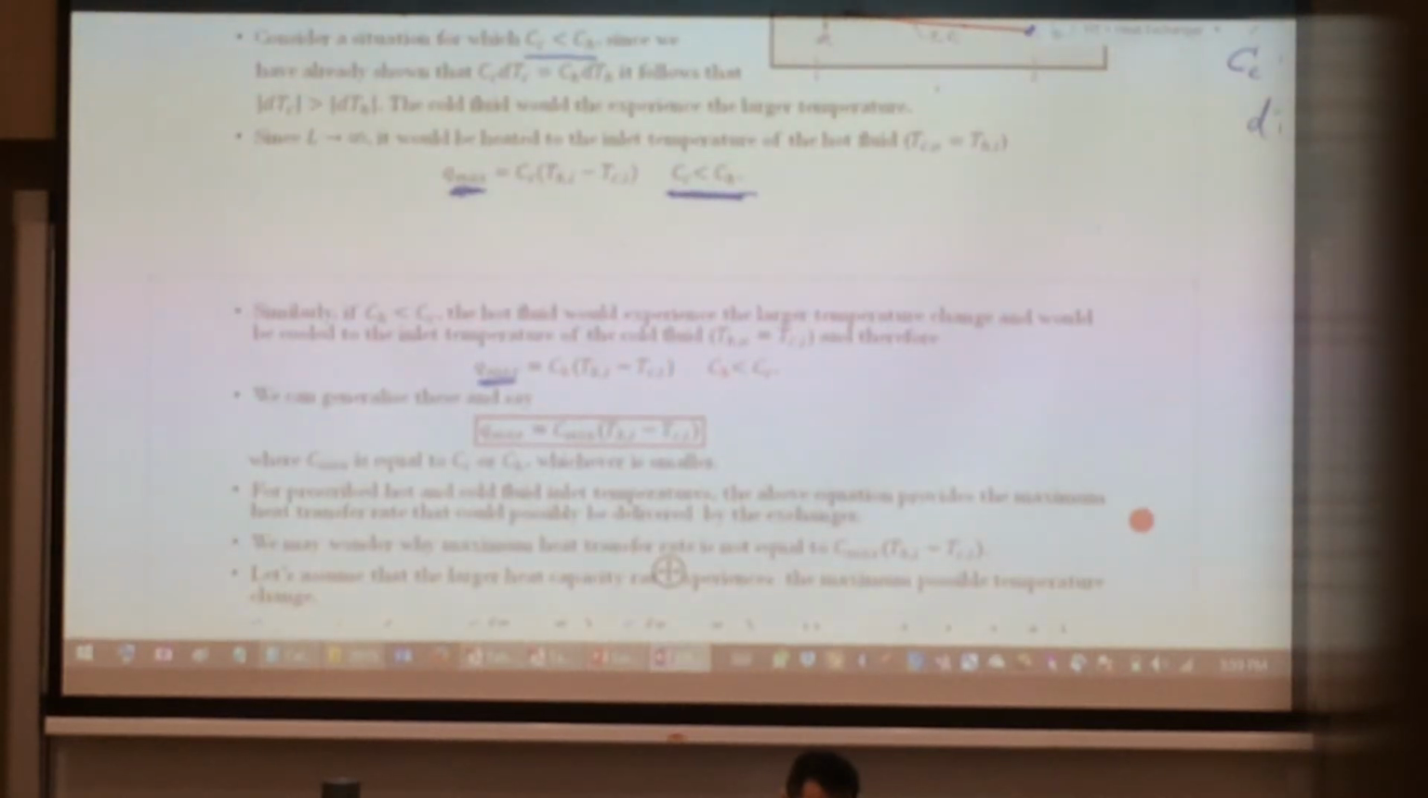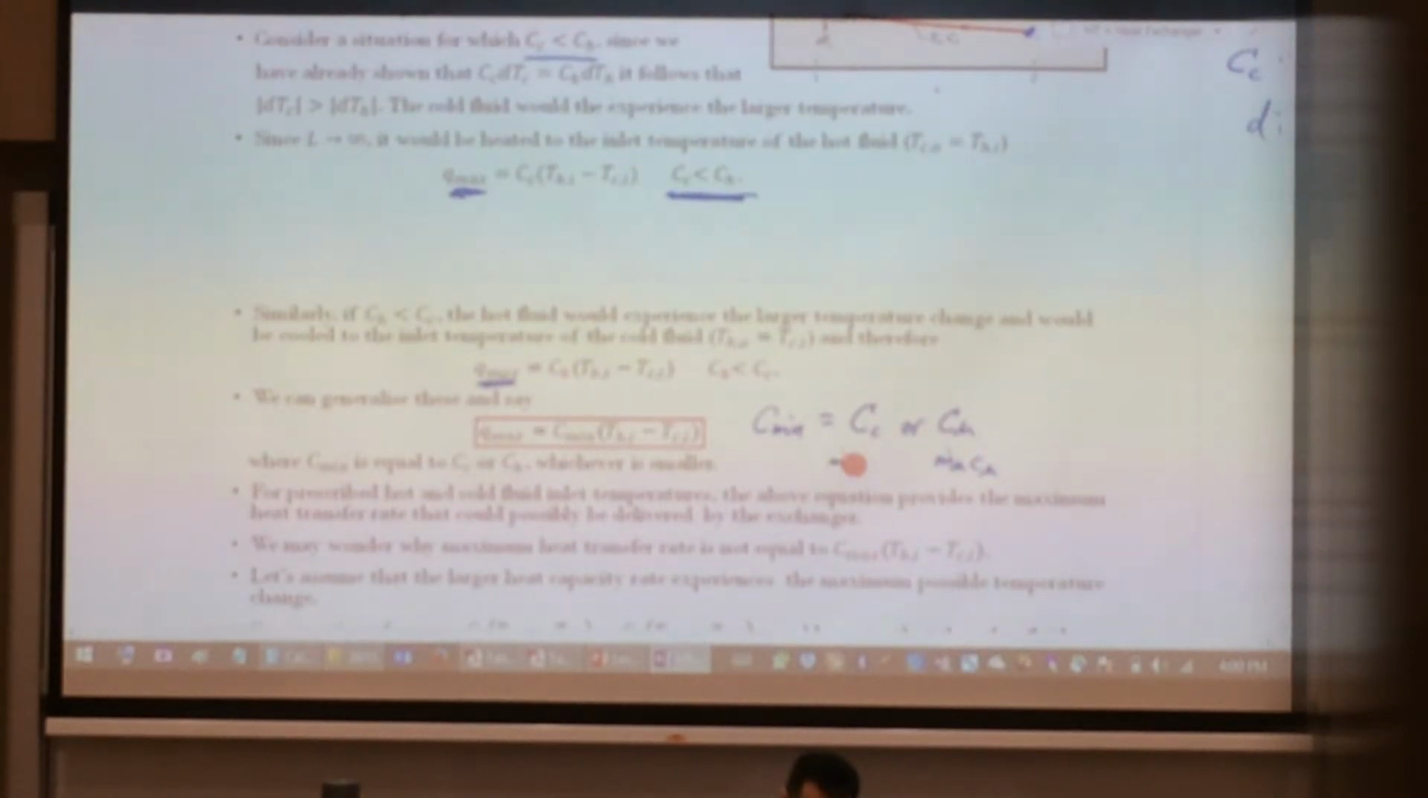So we can develop a generalized form. The generalized form says that if you want to find out what is Qmax, that will be equal to Cmin multiplied by the maximum temperature difference. This Cmin over here can be equal to Cc or Ch. And in order to find out which one it is, you'll be given your mass flow rate and your specific heat capacity. You'll be given these values to help you decide which one will be the smaller value, so that you'll go for that one and call that Cmin.